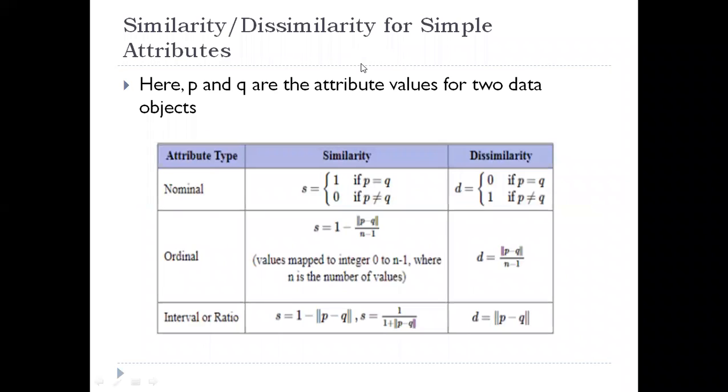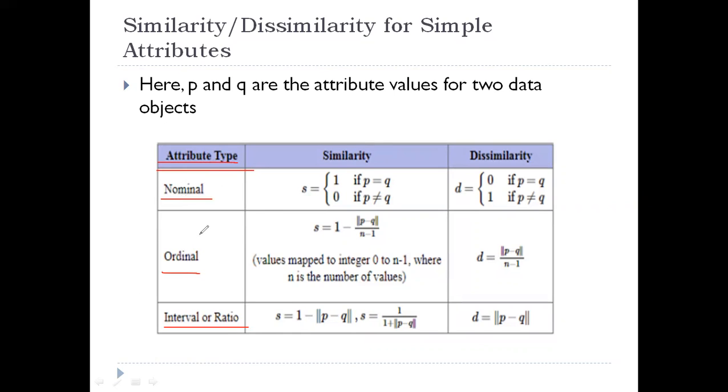This next slide is about the similarity and dissimilarity for the simple attributes. Now, what are the formulas for similarity and dissimilarity for the given simple attribute types? Here we have nominal attribute types, ordinal attribute types, and interval or ratio attribute types. These are the three different attribute types.